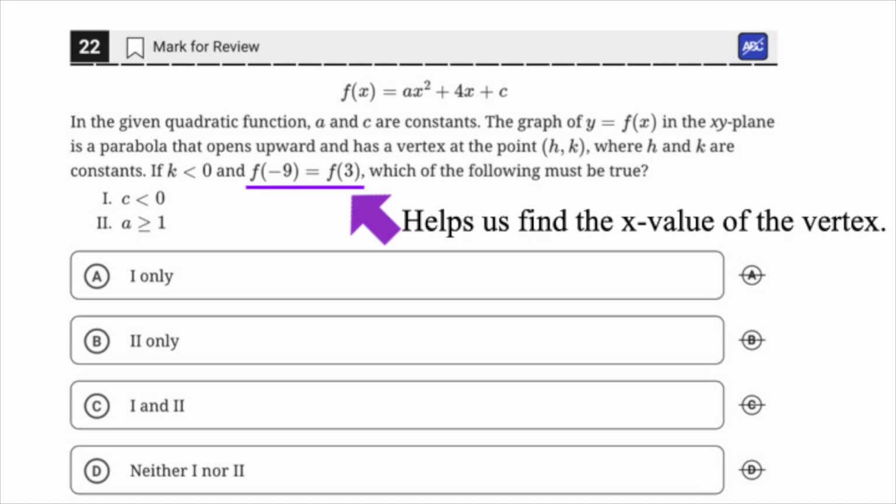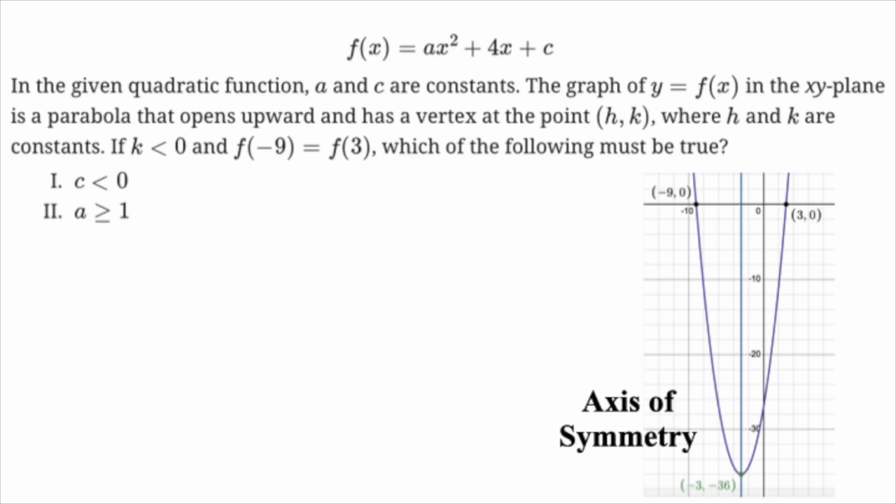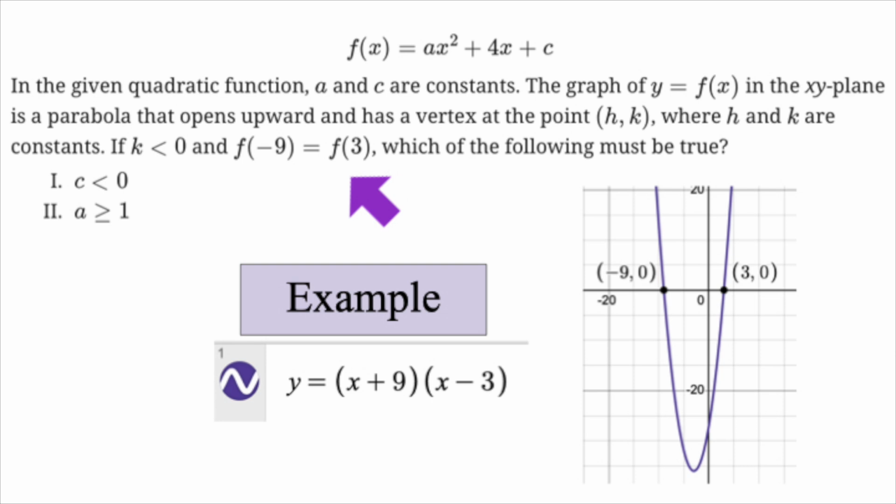This part says that f of negative 9 equals f of 3, and that's going to enable us to find the x-coordinate of the vertex, because this is saying that when x equals negative 9, the y output is the same as when x equals 3.